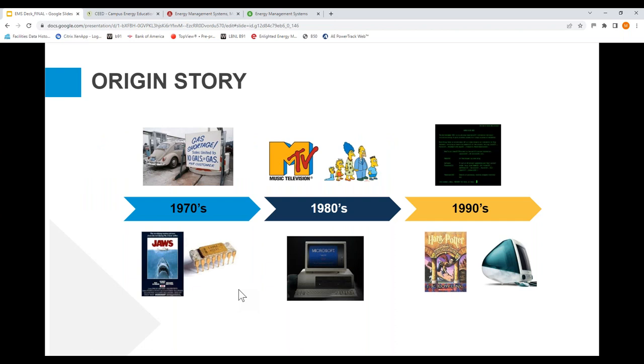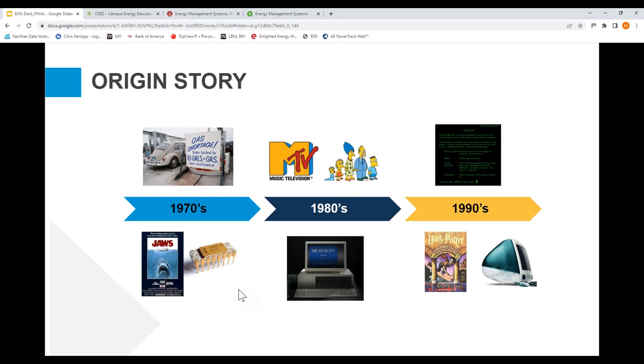Okay, let's talk a little bit about a timeline just to give a little bit of context and background. The term energy management probably became prevalent in the 1970s, and there's a reason for it. There were some significant events, most notably the price of oil basically quadrupled at this time. Probably not all that different from what we're experiencing now, but that event really made people take notice of energy use and how much they were using.